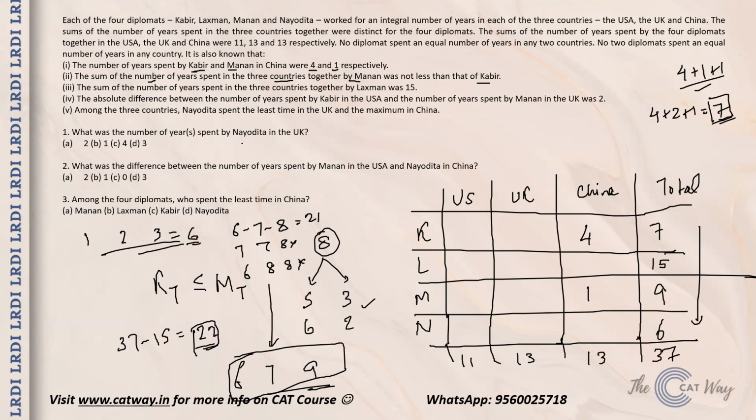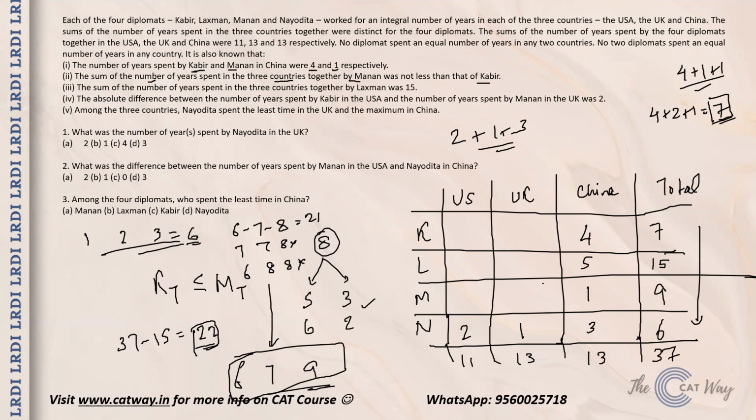अच्छा boss, now you see among the 3 countries Nayodita spent the least time in UK and maximum in China. अच्छा, for 6 there is only one possibility, 2 plus 1 plus 3. ठीक है, now least in UK means 1 year in UK, maximum in China, that means 3 years in China, and that means 2 years in US. ठीक है, now for China if you see 4 plus 3 7, 7 plus 1 8, so this becomes 5.